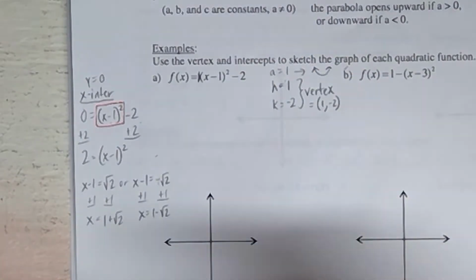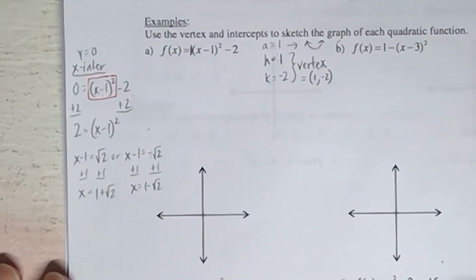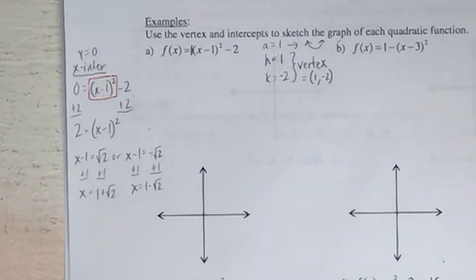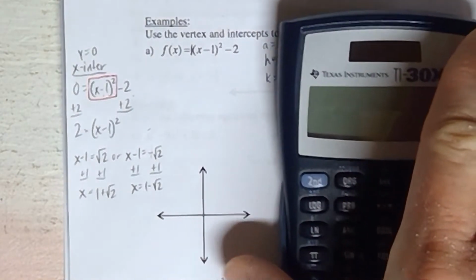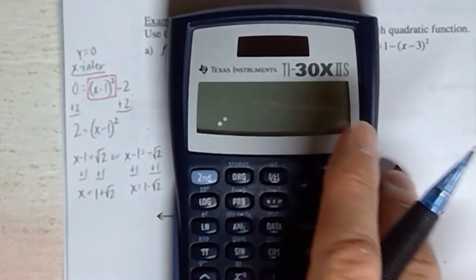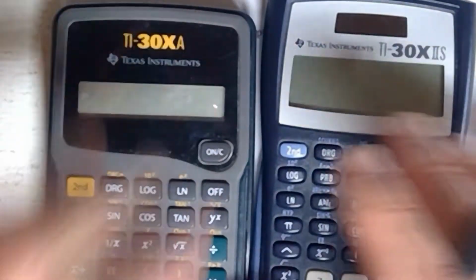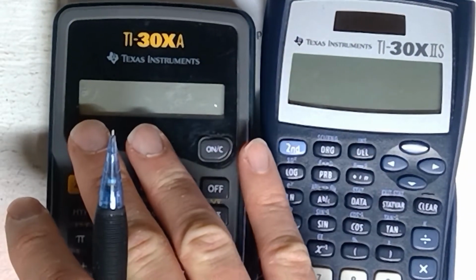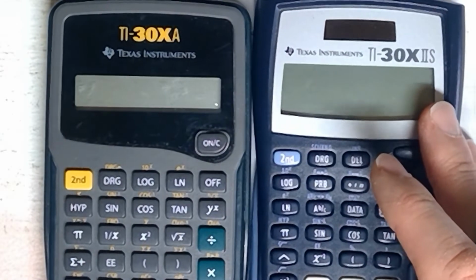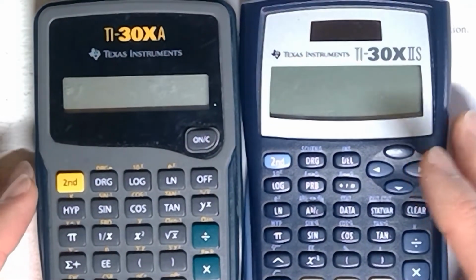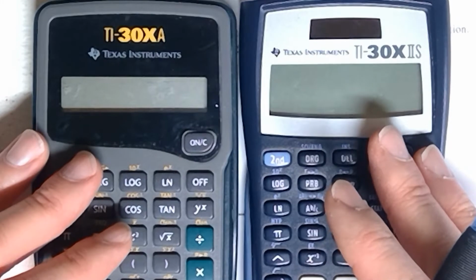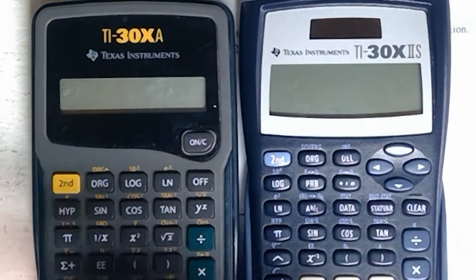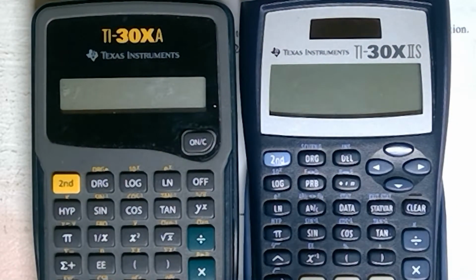And so here's the problem, though. I need to graph those because those are my x-intercepts. How do I graph it when I don't know what square root of 2 is? Well, my calculator knows what square root of 2 is. I know some of you have what we call a 2-line calculator, that's this one over here, and some of you have a more old-fashioned 1-line model, which is fine. Like I told you at the beginning of the semester, these are both fine because these are both amongst the approved calculators for the class.